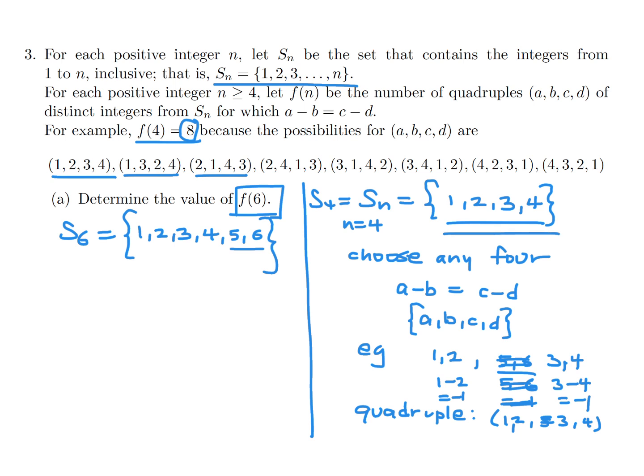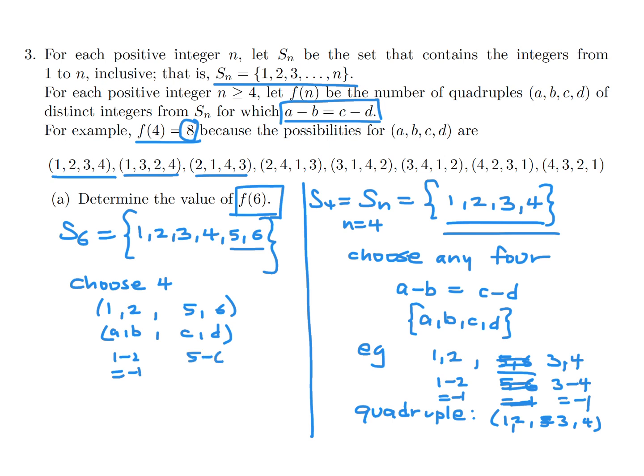Okay, the first thing we need to do is choose 4 of these numbers. So let me choose the 1, the 2, the 5, and the 6. And I've chosen those specifically. Why? Because I have to abide by that rule. So if this is my A, B, this is my C, and D, this rule has to be fulfilled. So A minus B in this case would be 1 minus 2, which is negative 1. And C minus D in this case would be 5 minus 6, which is also negative 1. So that holds true. So this is indeed a quadruple.